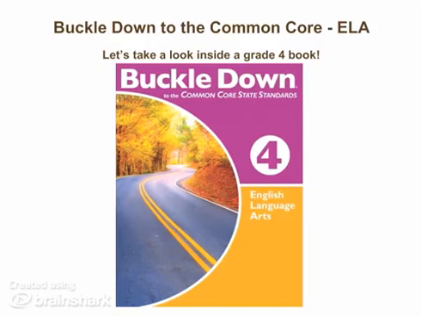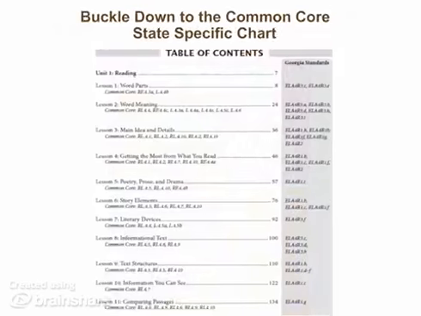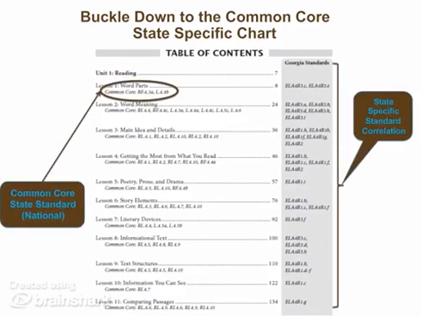In this video, I will review a Grade 4 book based on the Common Core national standards. The structure and layout of a state-specific Buckle Down to Common Core book is exactly the same. The only difference between the national and state-specific books is a correlation chart outlining where the state-specific correlates.